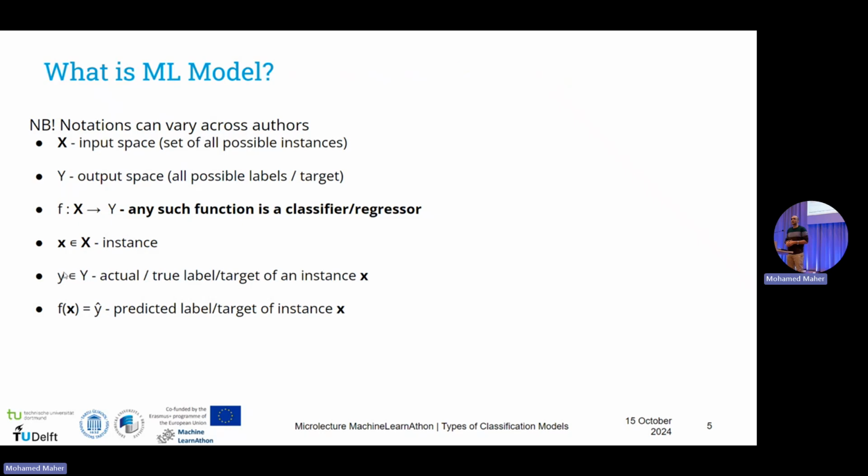And we have small y as the actual or true label for one of the instances x. And this function f, which is a classifier or regressor, in our case, we are going to focus on classification. f of x is going to equal y hat, which is the predicted label or the predicted target for the instance x. So y is the actual one and y hat is the predicted one.